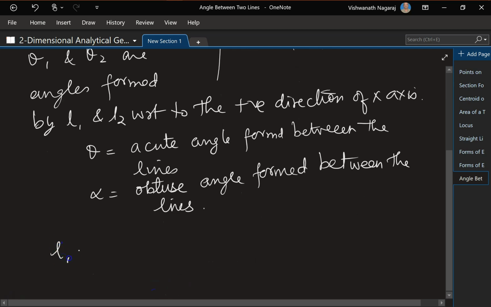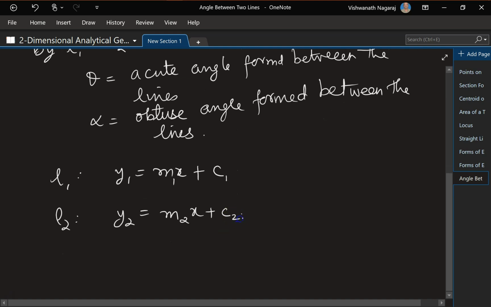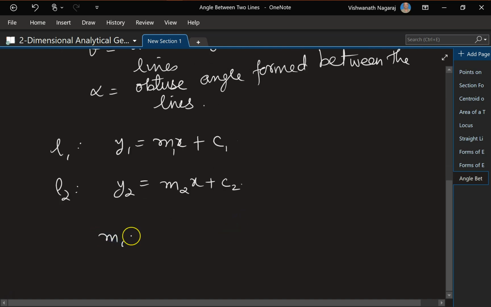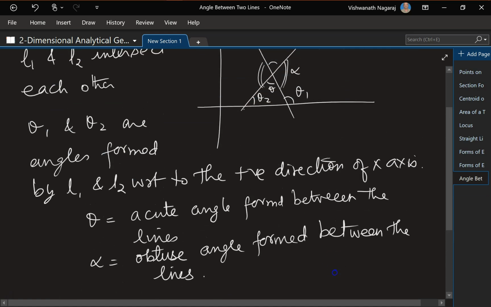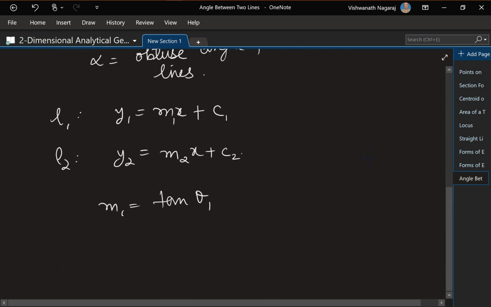Let's say L1 is y1 equals m1x plus c1, and L2 is y2 equals m2x plus c2. Now m1 would be equal to tan theta 1. Yes, slope of L1 will be tan theta 1, and m2 is tan theta 2.